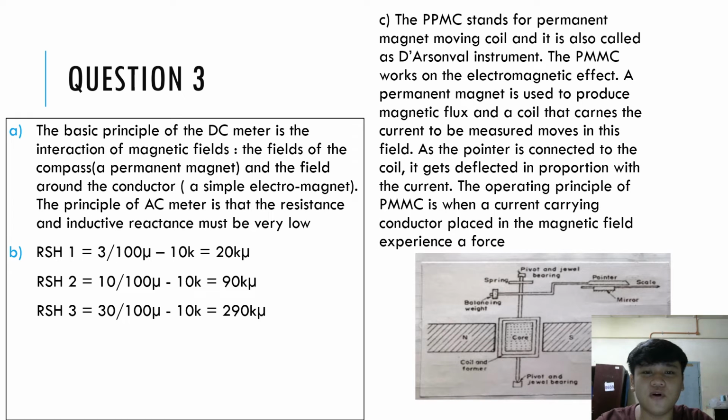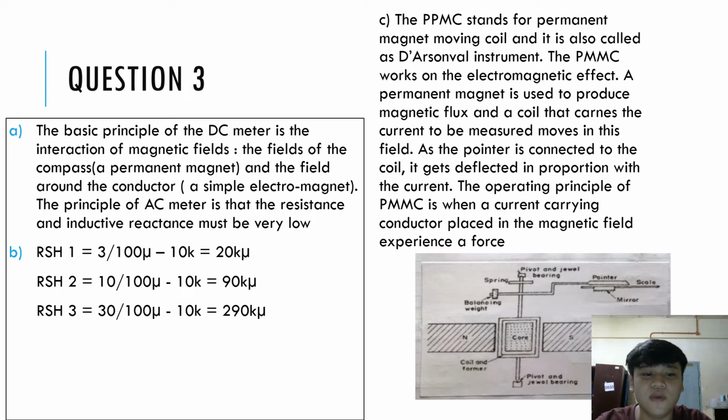Okay, this is for question 3. A, the basic principle of the DC meter is the interaction of magnetic fields: the field of the compass, a permanent magnet, and the field around the conductor, a simple electromagnet. The principle of the AC meter is that the resistance and inductive reactance must be very low.